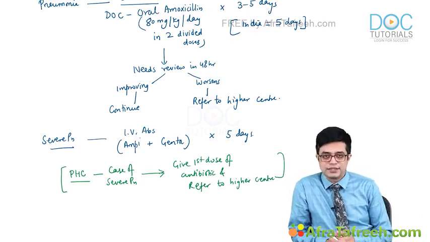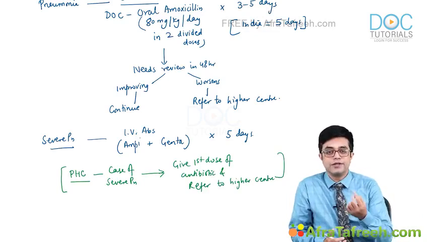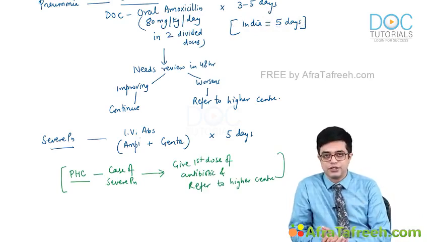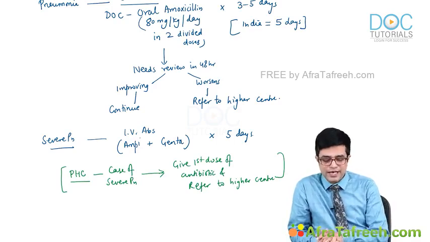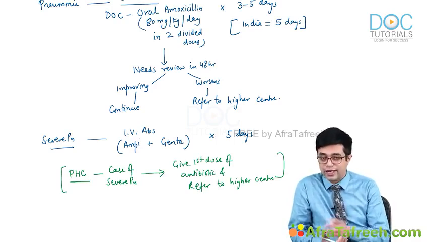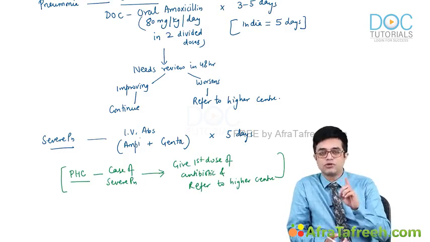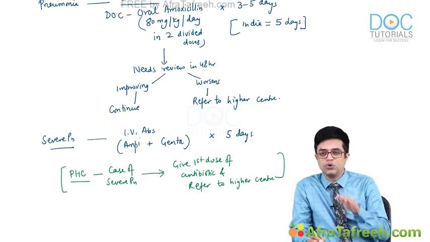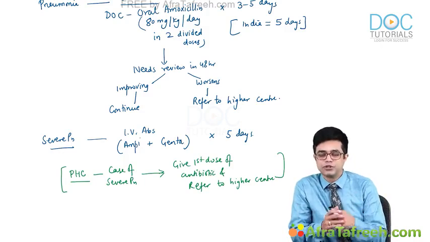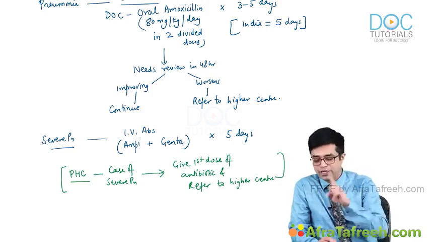Some of the PHCs may have the facility or the expertise available for giving intravenous or intramuscular injection. So there you can use a parenteral antibiotic like ampicillin. But if that scenario is not there, like it happens in most of the PHCs, where sometimes even the medical officer is not there, you give the first dose of oral antibiotic. So the choice of antibiotic before referral depends upon whatever is the best locally available. Important is that one dose of antibiotic should be given, and then the child should be referred to a higher center.